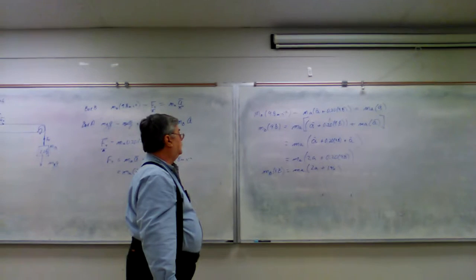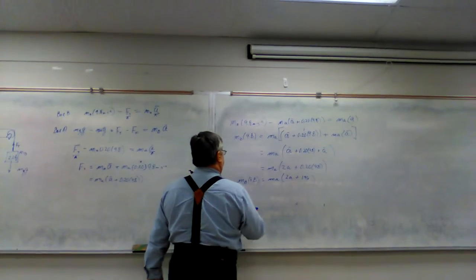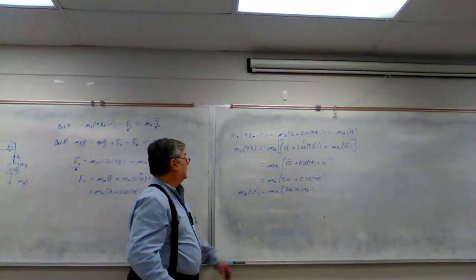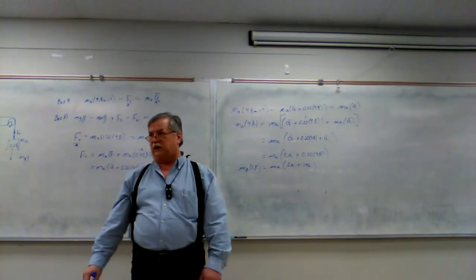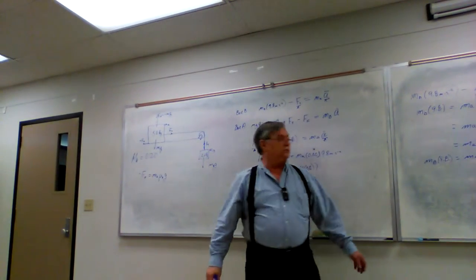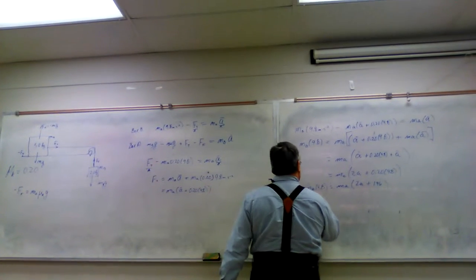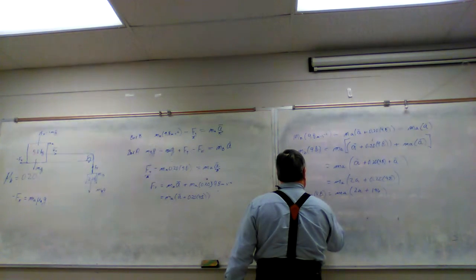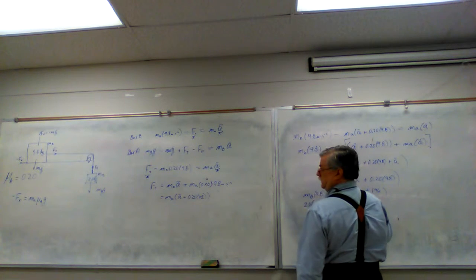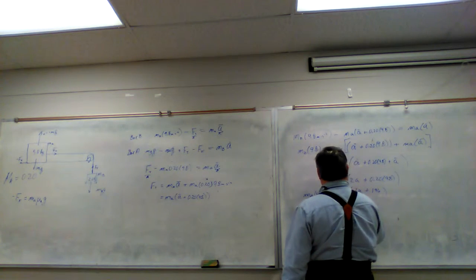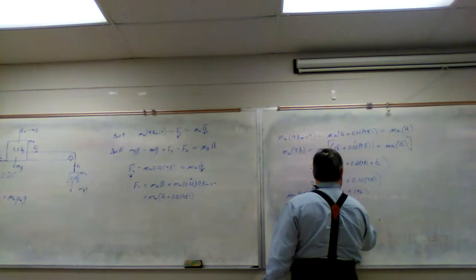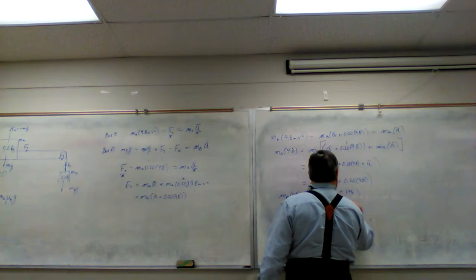Now, let's start plugging in these. I've been writing mass A and mass B, but we know what those numbers are. Mass A is 5 kilograms and mass B is 2 kilograms. So this is 2.0 times 9.8 equals 5.0 times 2 times acceleration plus 1.96.